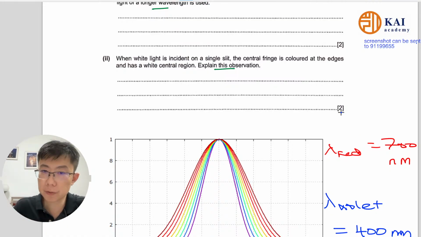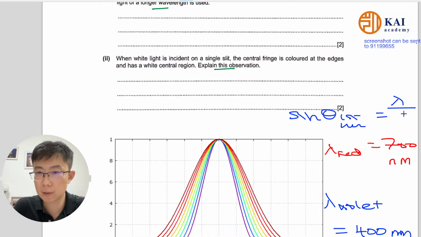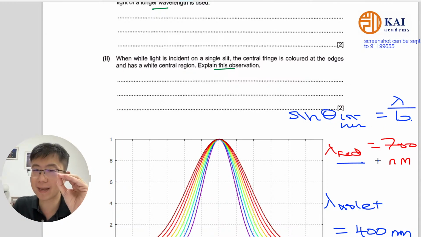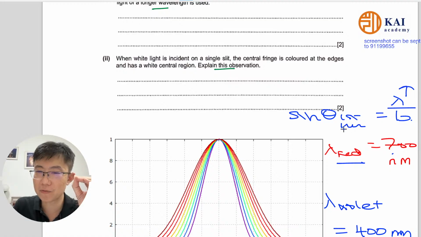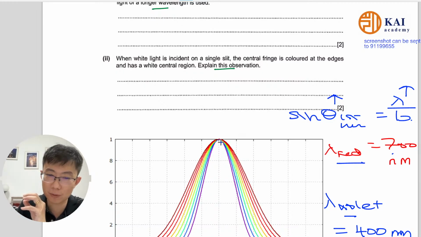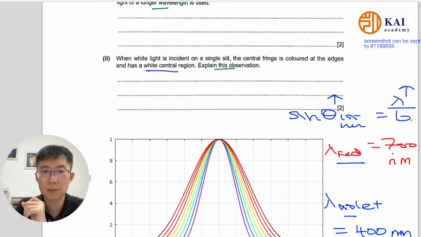Now according to the formula, sine theta of the first minima equals lambda over b. Now you can see this relationship being played out. The red light, having a larger wavelength, has its first minima at a larger angle, and violet, smaller wavelength, smaller angle. So your Roy G. Biv will spread itself out. You notice the red will be on the outside, violet on the inside. Because all the different wavelengths coincide right at the central maxima, there will still be a central white region.